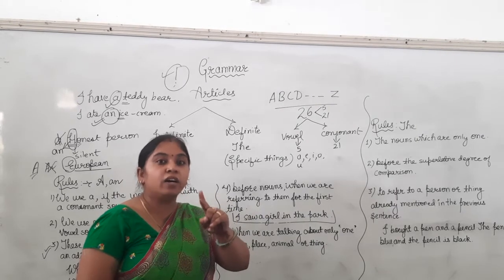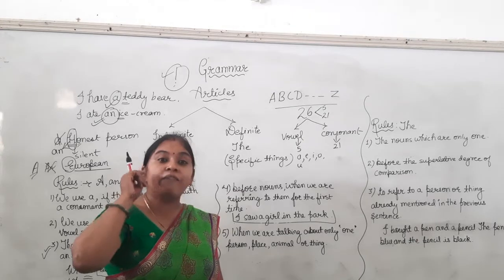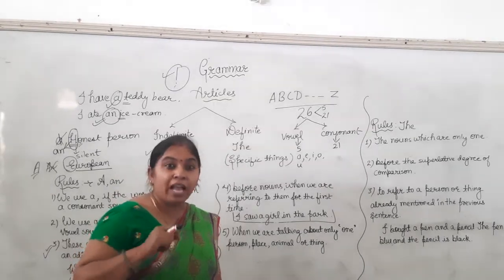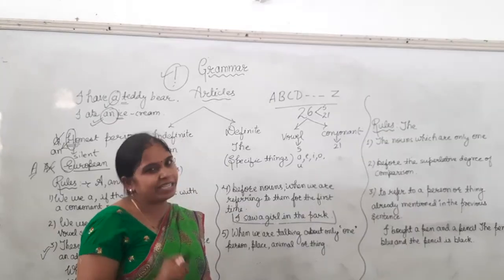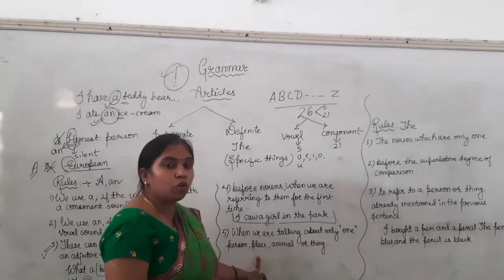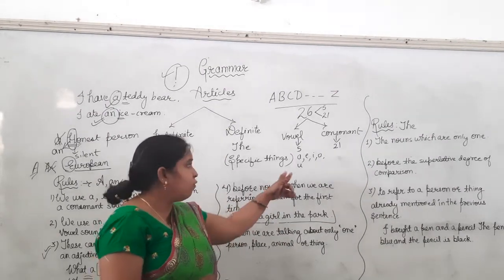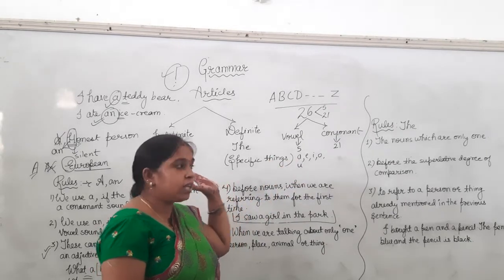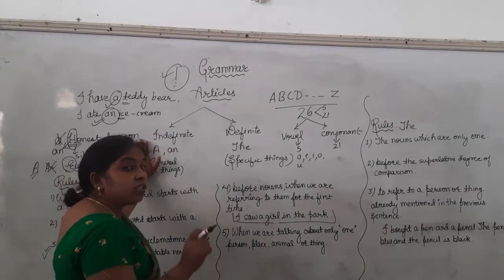Okay. Now next rule, when we are talking about only one person, place, animal or thing. I have a mango. It means I have only one mango. I have a chocolate. I have only one chocolate. Okay, I have a notebook. I have a pencil. It means only one quantity is there, only one number is there. That time also we use article "a" or "an". If vowel, then "an" will come. If consonant, then "a" will come. So these are the rules of article "a" and "an".